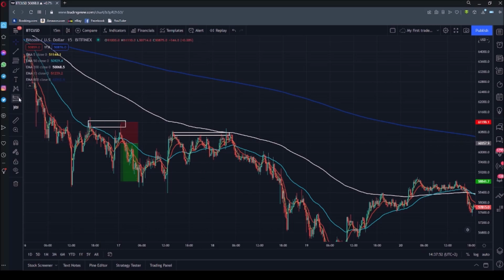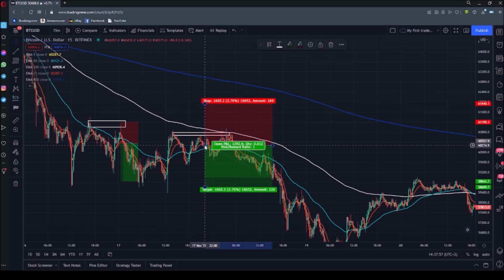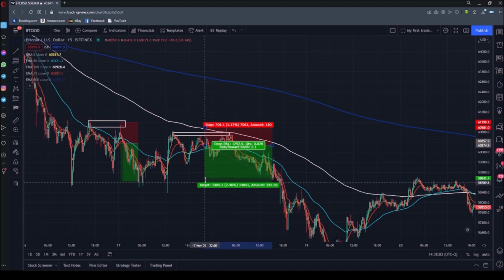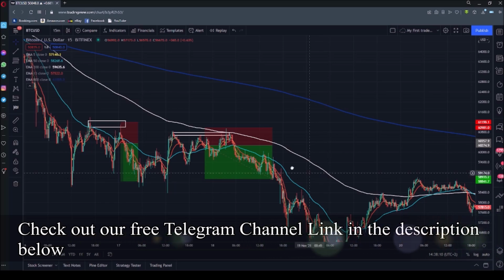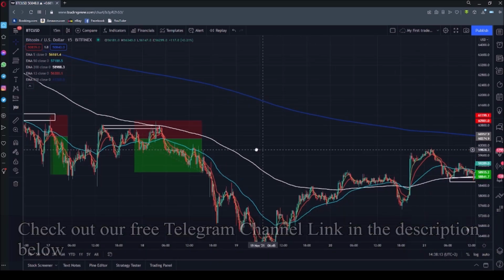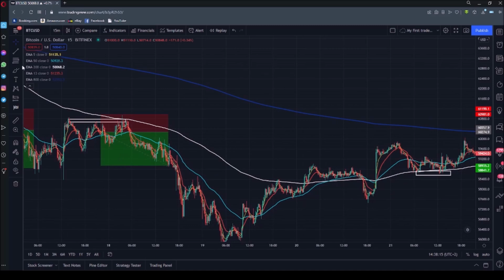So this was going to be our entry point, where we're going to see candle closure below, stop loss above structure, our take profit at least 1.5R to 2R. Then after that we can see another 5200 EMA crossover after the market is now showing us signs to go in an upward market context.